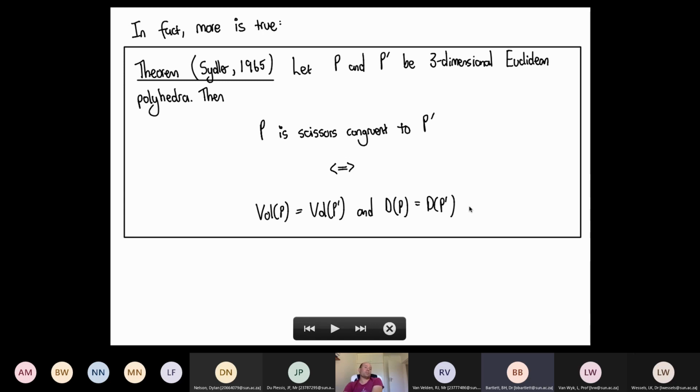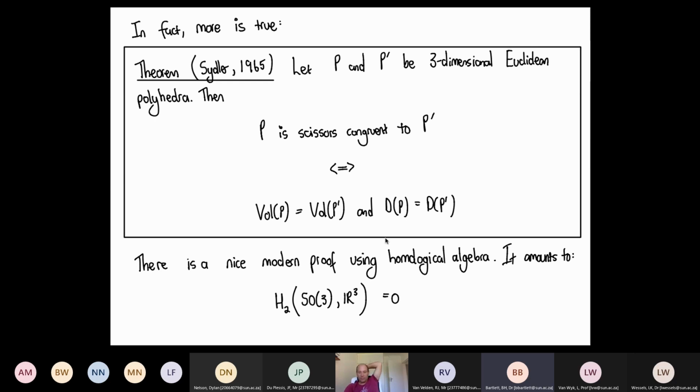And the question is, of course, what about the reverse implication? So are these two invariants, volume and Dehn invariant, sufficient to identify the scissors congruence class? And that is true. Okay, and this is quite a hard theorem.